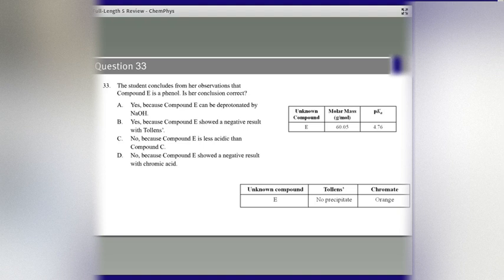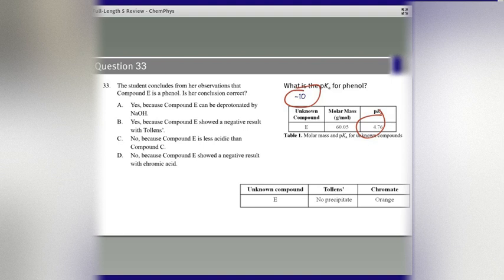So the molar mass and the pKa for the unknown compounds. Is this a phenyl group? Are those answers matching? No. Well, guess what? Boom. I got rid of A and B right off the bat. That's awesome. So again, using the same strategy we talked about earlier, now we look at C, which says because compound E is less acidic than compound C, or D, because compound E showed a negative result with chromic acid.